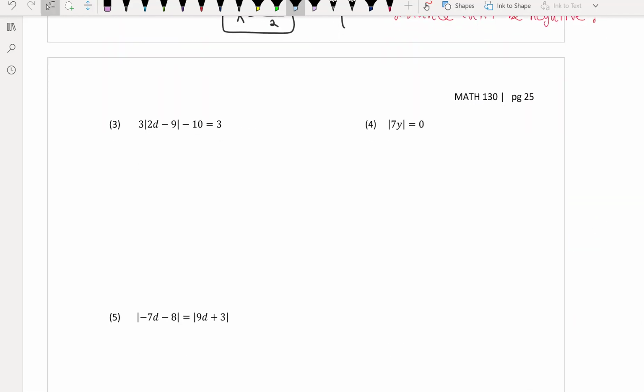So let's go ahead and apply the same principles for the remainders. So here, to isolate it, I am going to add 10 to both sides. So now I'm going to have 3, and this is times 2d minus 9. And since I added 10 to both sides, that's a 13. So you might be wondering, wait, how do you know that's times? Because here it tells you that this is multiplication.